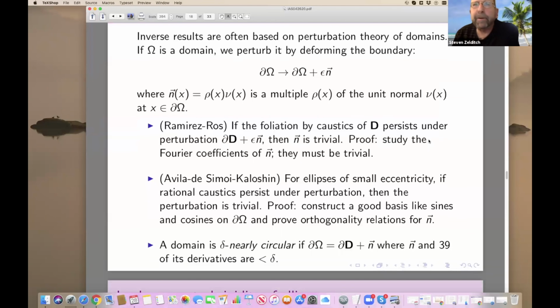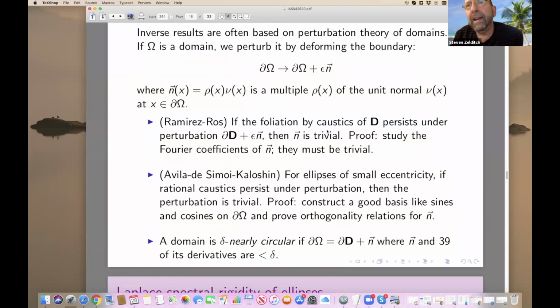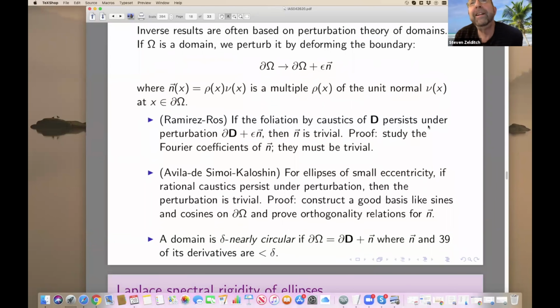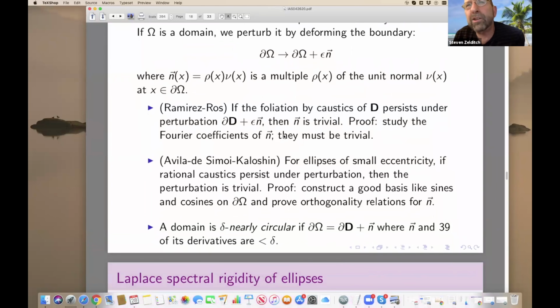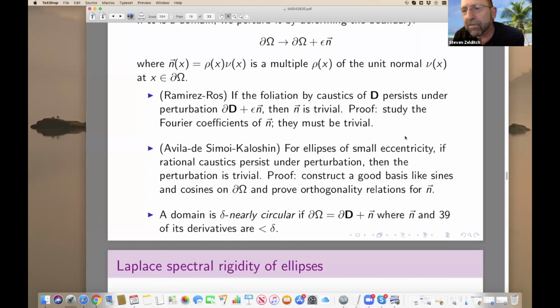There's a nice paper by Ramirez-Ros, that's one person, who proved that if the foliation by caustics persists under perturbations, then the perturbation has to be trivial. And he studied Fourier coefficients of the perturbation. He actually has many papers. There's a lot more we can do with what he did and has been done. Avila, De Simoi, and Kaloshin picked up from that. What does trivial mean? Trivial means 0. Trivial here means isometric.